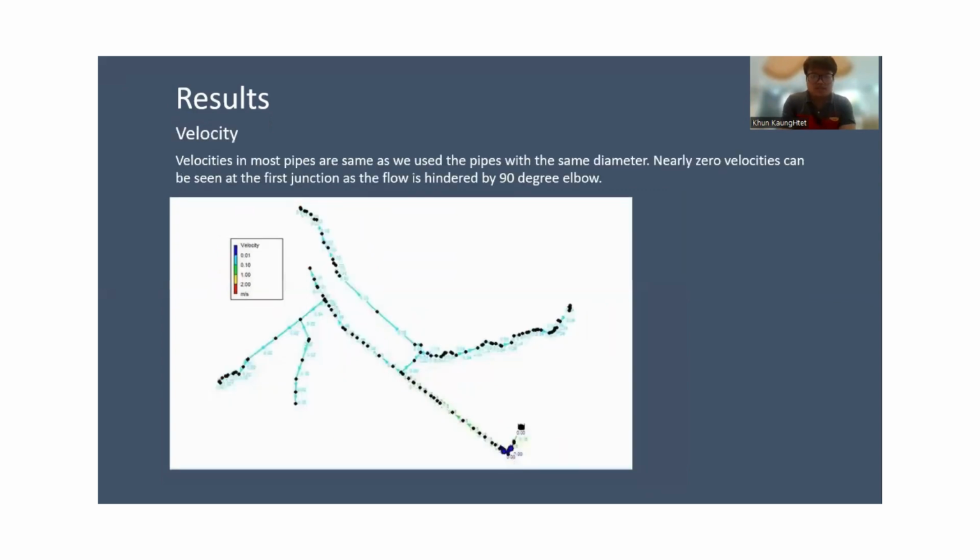For the velocity, initially we used a main pipeline diameter above 500 millimeters, and for the sub pipeline we used about 350 millimeters. But when we simulated the model, there was negative pressure, so we had to change the pipe size to 1000 millimeters for all of the pipes. So we have the same diameter and the same cross-sectional area, but we see nearly zero velocity at the first junctions because the flow is hindered by the 90-degree elbow.